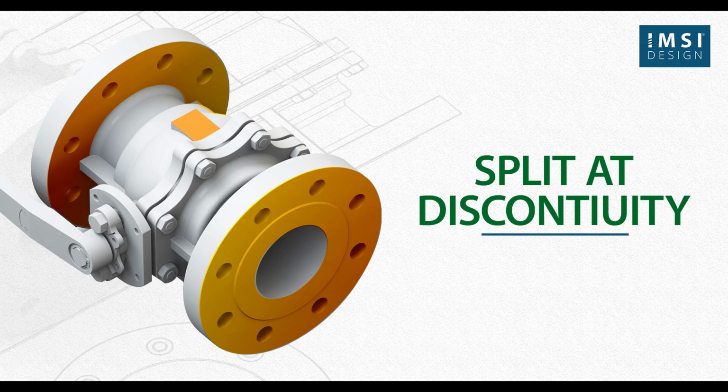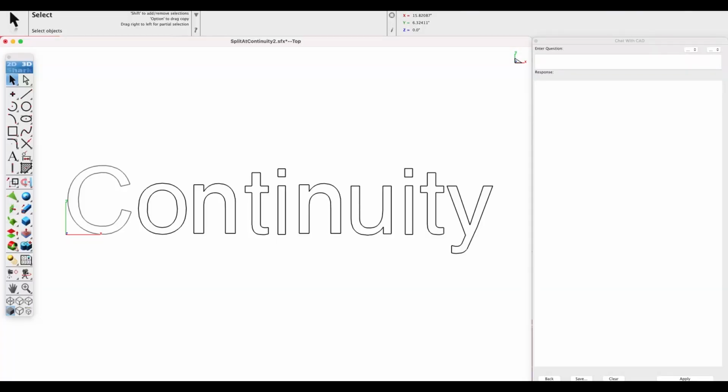Split at Discontinuity. Hi everybody, in this video demonstration we show how to use the new Split at Discontinuity tool introduced in version 15. A discontinuity in your curve can cause downstream modeling operation failures, such as Boolean operations, blends, shells, and chamfers.